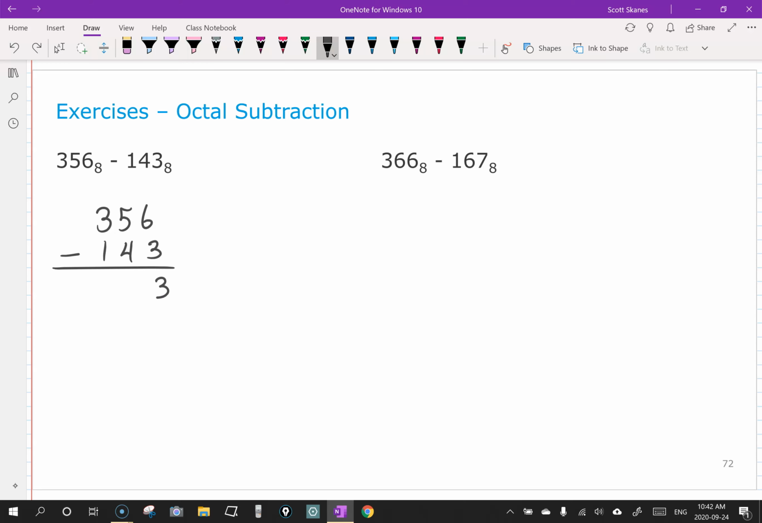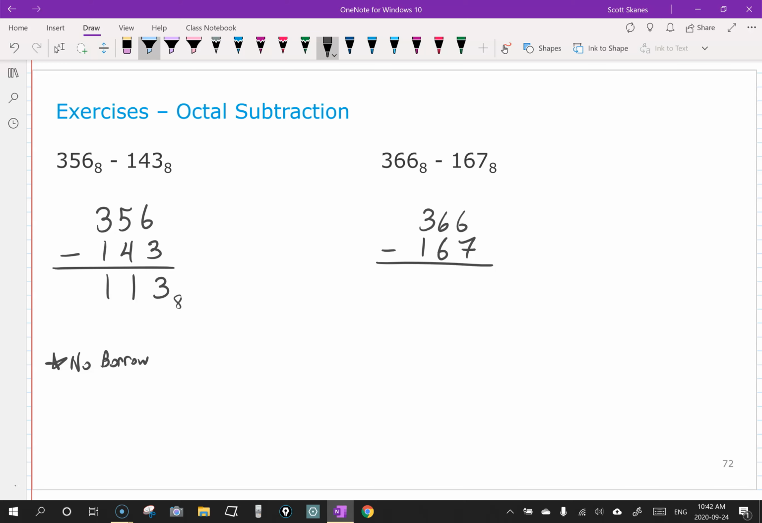6 minus 3 is 3. 5 minus 4 is 1. 3 minus 1 is 1. And so there was nothing to do. That is our number in octal. We could find a decimal equivalent if we wanted to, but this is all the question is asking. And that's it. There's nothing to do. There's no borrowing. So there was no borrow here. Borrow means you have to take a number from the next column over. Let's try the next example, a little more involved. Looks similar, quite a bit more involved.